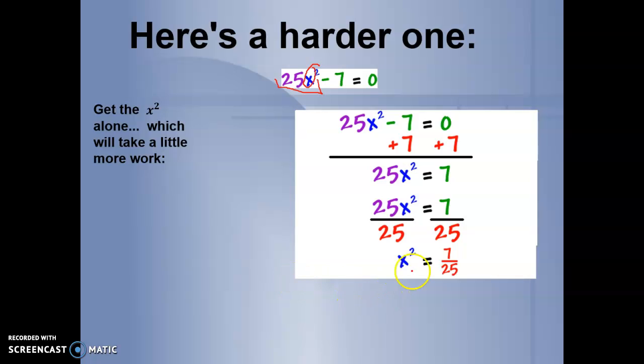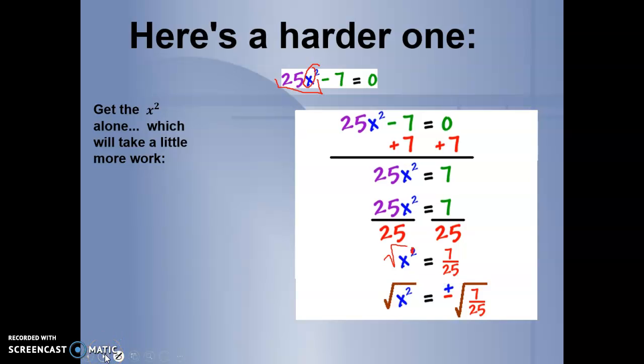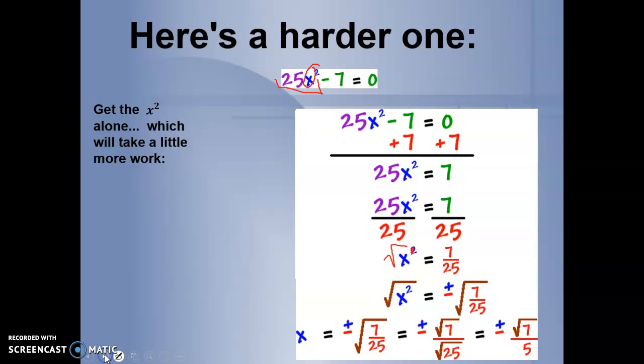We then want to take the square root of x squared, so we can undo this squared symbol here. Whatever we do to the left, we have to do to the right. So we get x equals plus or minus the square root of 7 over 25. Now we can simplify this a little bit more. We can rewrite this as the square root of 7 divided by the square root of 25. And the square root of 25 is just 5. So our final answer is plus or minus the square root of 7 over 5.